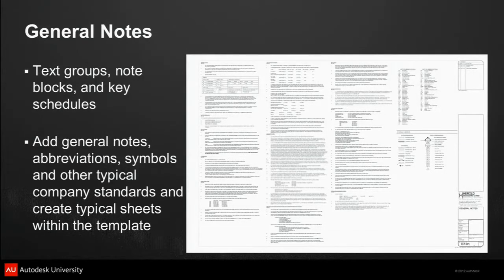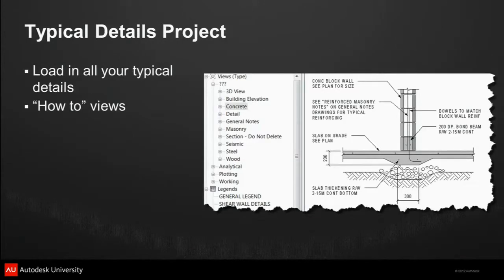General notes. It doesn't matter how you got them together: text group, note blocks, key schedules. Make a 2D view in your typical details project that you can export. Typical details project. Again, this is just a clip of the views by material.